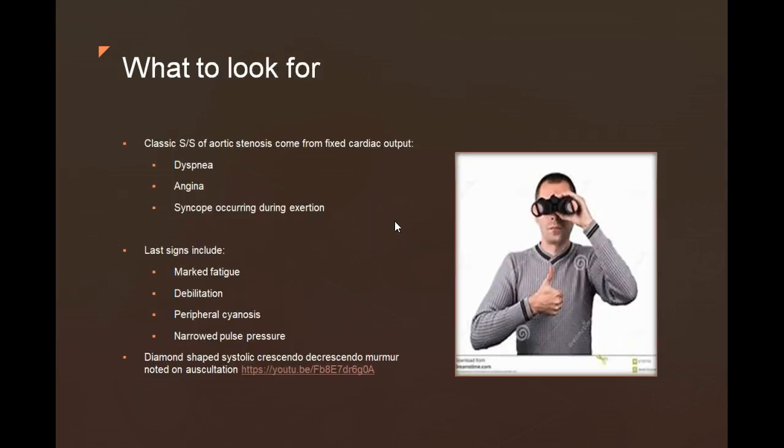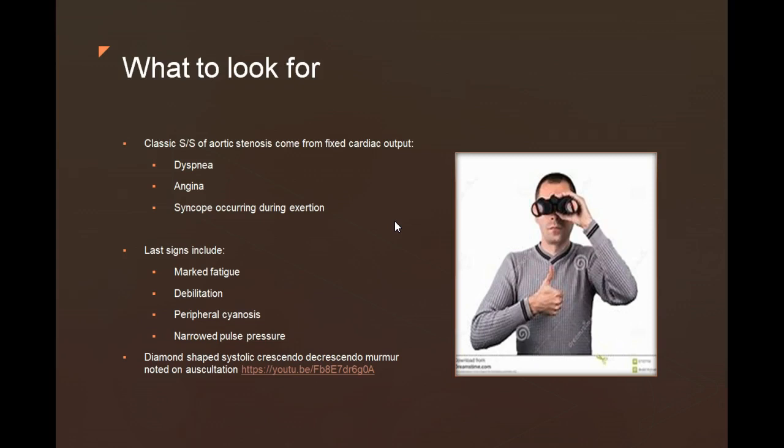Okay, what we want to look for, classic signs of aortic stenosis come from a fixed cardiac output. So remember, the cardiac output is the amount of blood that's pumped by the heart per minute. So when they refer to a fixed cardiac output, that's just indicating that the cardiac output, whatever it is, is not fluctuating.